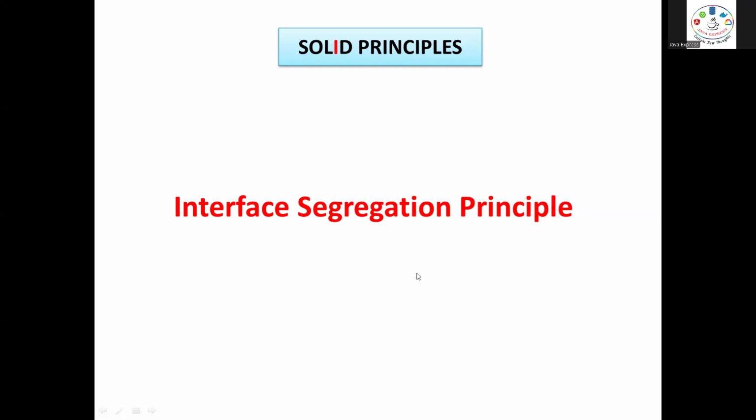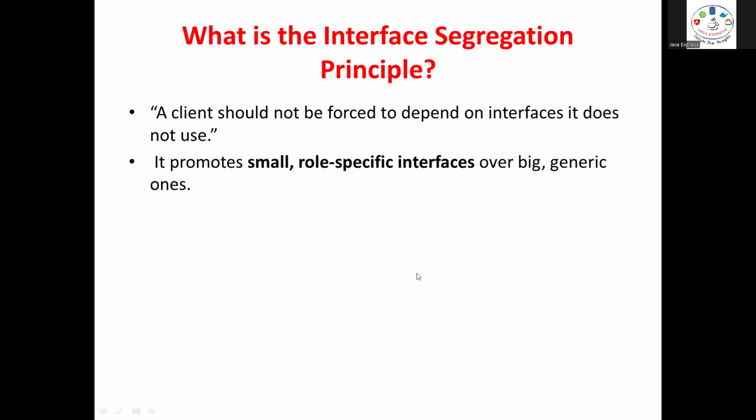Okay, now let me start. It's very simple, guys. It's not that complicated. See here: a client should not be forced to depend on interfaces it does not use. It promotes small, role-specific interfaces over big ones. I know the point may be confusing to you. We can call it a fat interface.